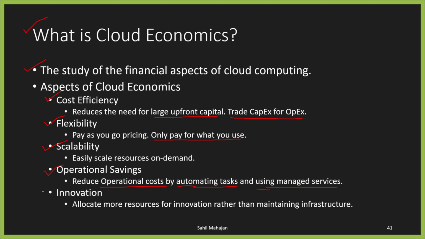And the final aspect is innovation. You can allocate more resources for innovation rather than maintaining infrastructure. So we do know from our cost efficiency aspect that we can trade our capital for operational, which means that we are saving money, and that money that you are saving, you can put it to innovation, so you guys can innovate further instead of sitting and maintaining the whole cloud and all of that stuff.